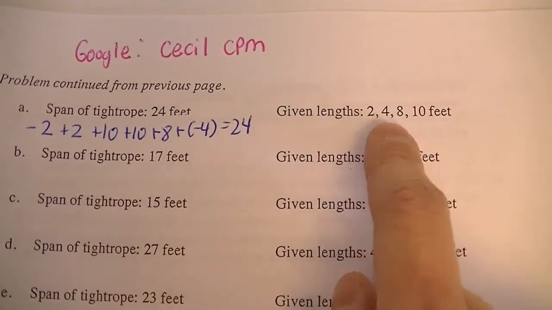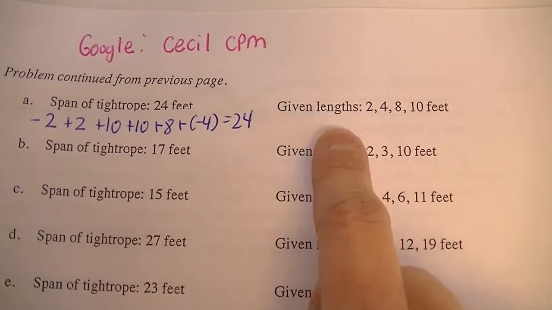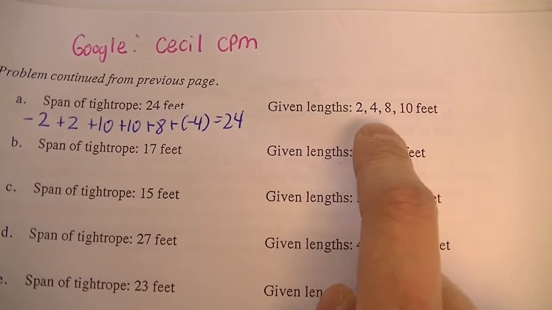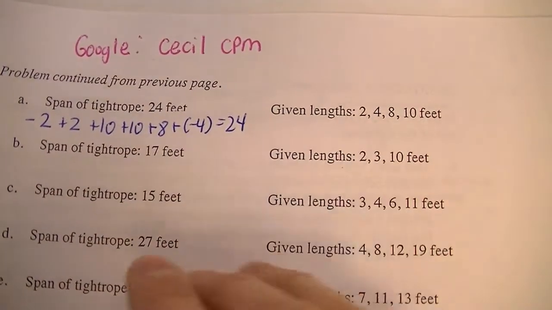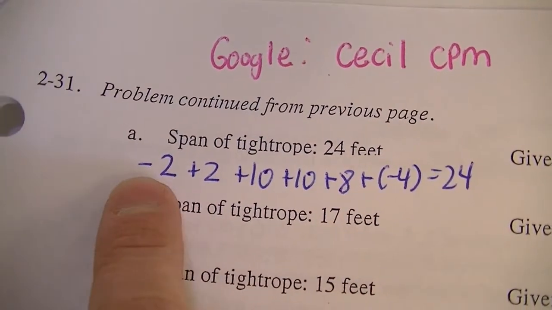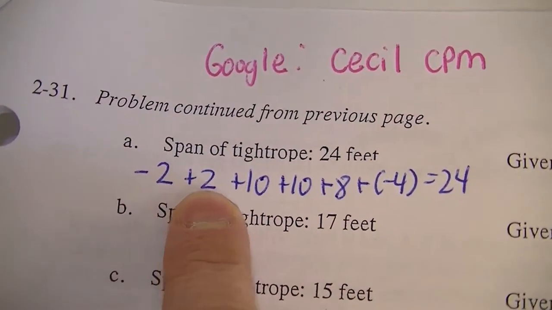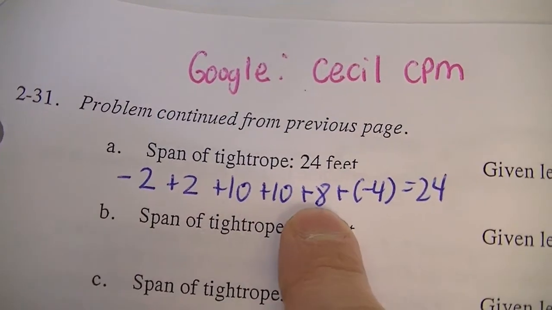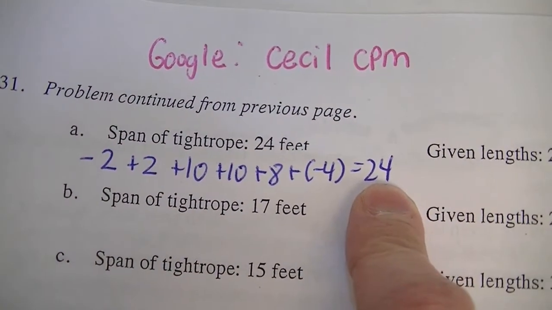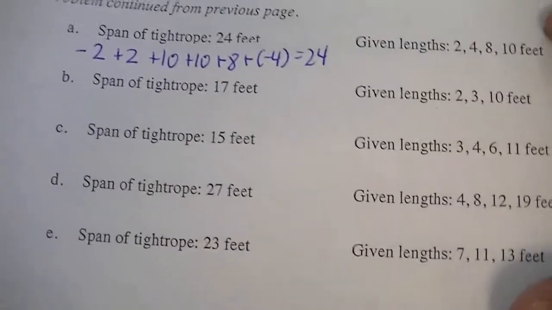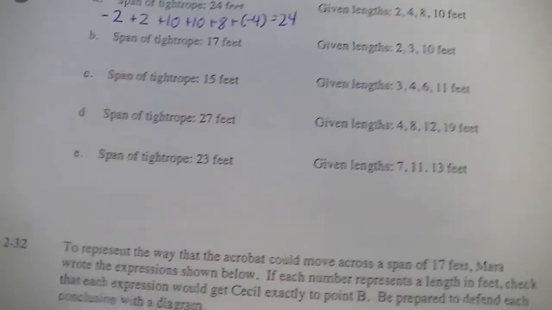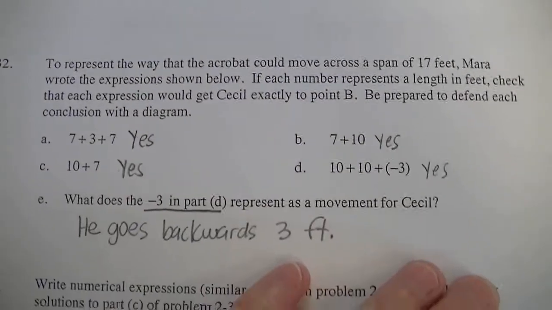Now you'll notice that they only give you these lengths right here. Remember, lengths are positive. When you have the plus or the minus in front of the length, then it will move left or right. So right here when I started, Cecil went back 2 feet, and then he went forward 2 feet. Then he went forward 10 feet, forward 10 feet, forward 8 feet, and then he went backwards 4 feet, giving him a total length of 24 feet. So you're going to do that problem, and then you're going to do problem 32, and I will show you the correct answers to that.